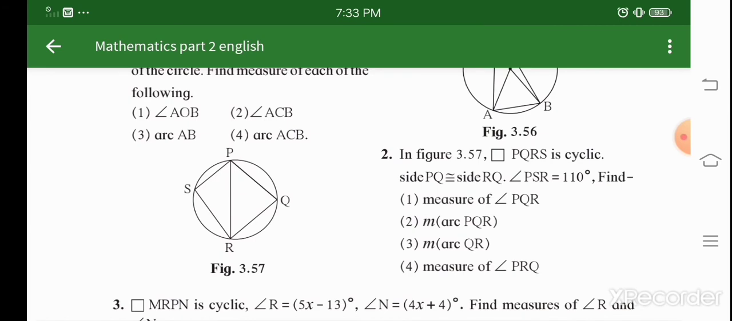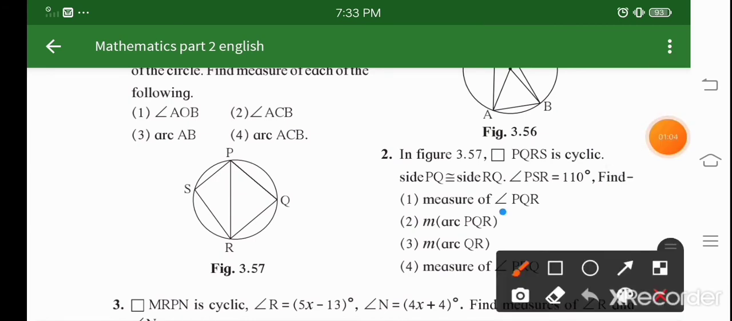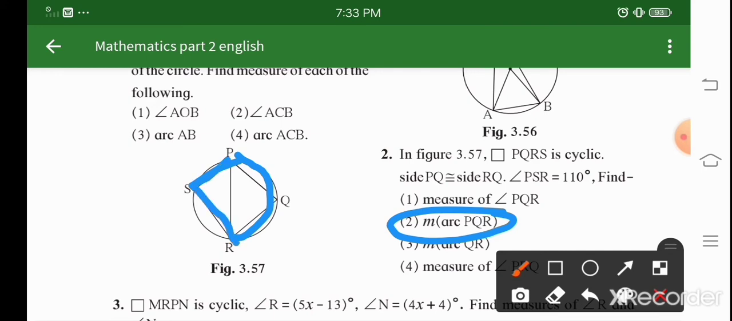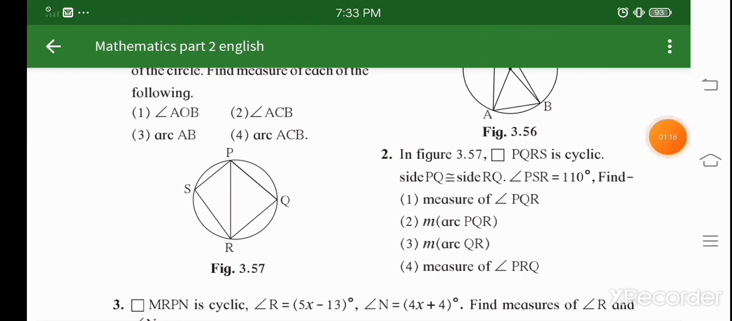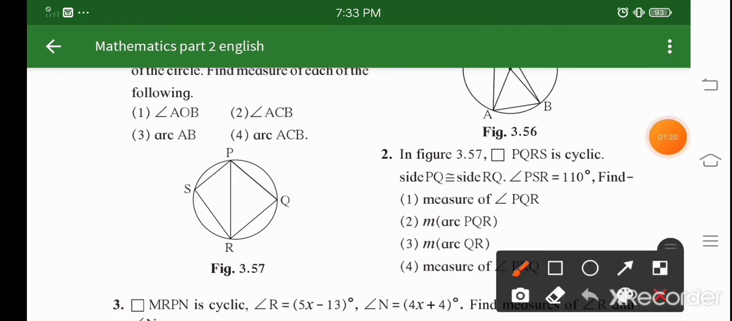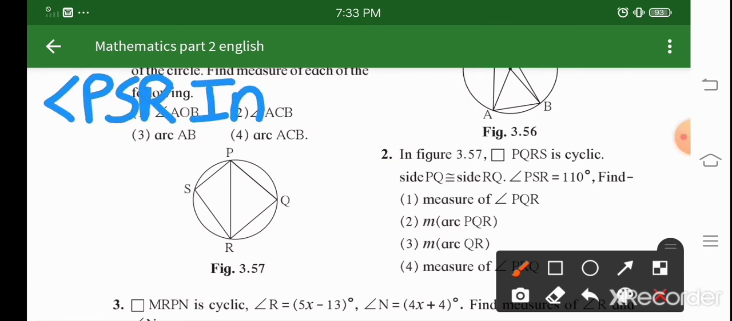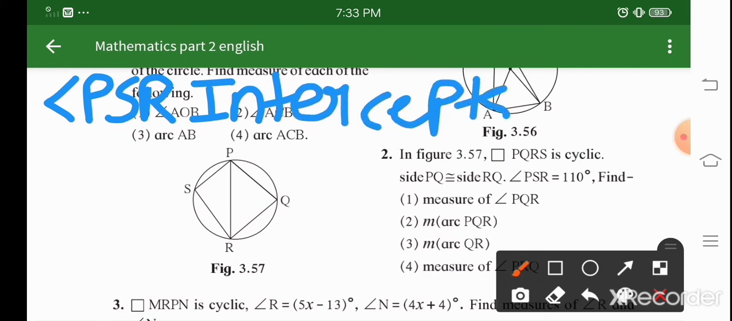Now in the next question, we have to find the measure of arc PQR. This is arc PQR, and its inscribed angle will be PSR. So we have this angle, and we can directly find this using the inscribed angle theorem. Just write angle PSR. See, angle PSR intercepts arc, which arc? PQR only, right?